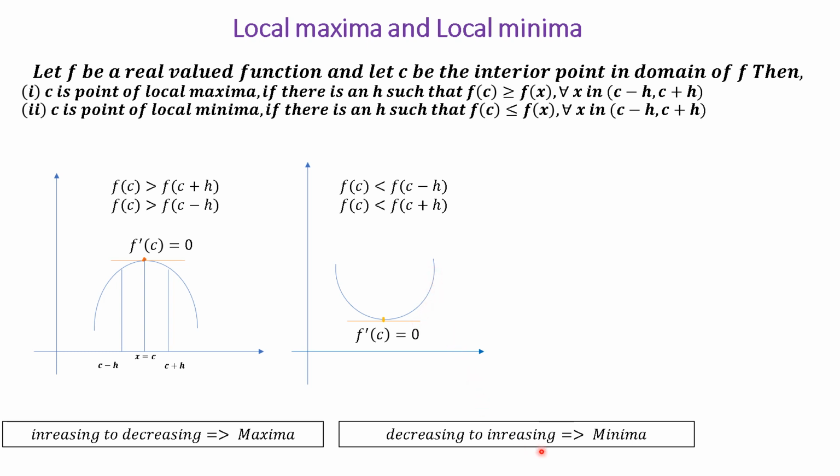gives us minima. At this point, at x is equal to c, it is minima, which is evident from this graph. Increasing to decreasing gives us maxima. Decreasing to increasing gives us minima. Here I find that at x is equal to c, f of c is less than or equal to f of x for all x in this interval.